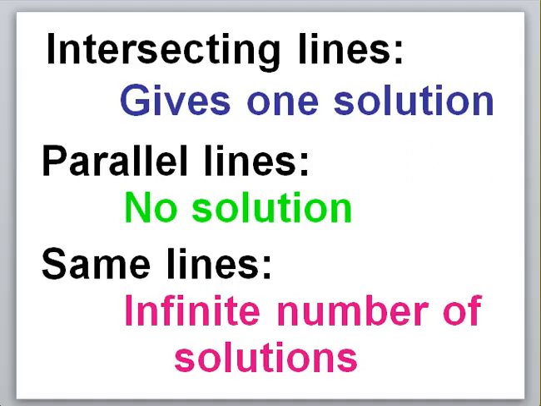So in a review or synopsis of what I just said, if you have intersecting lines, you have one solution. If you have parallel lines, you have no solution. And if you have the same lines, you have infinitely many solutions. Those are very, very important. We've got to know those.